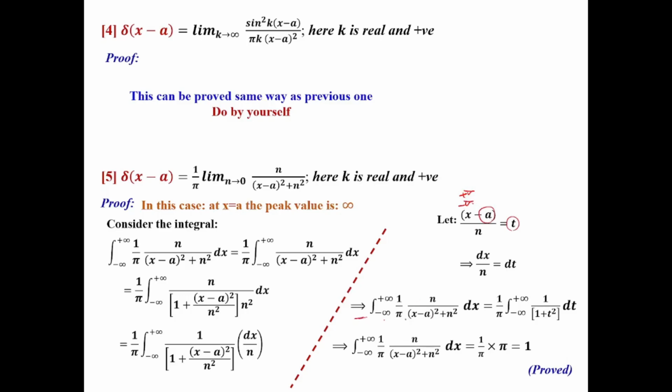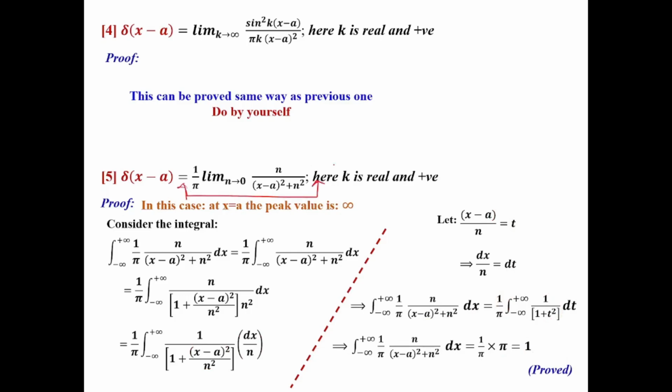That implies this much will be equal to 1 by pi. So here instead of this value, we are going to write t square. The limit is the same, minus infinity to plus infinity, 1 by 1 plus t square, dx by n is your dt, right? And this integration, by considering the gamma function, this value is your pi. So 1 by pi into pi equal to 1. So hence here we proved this function is the representation of the delta function.